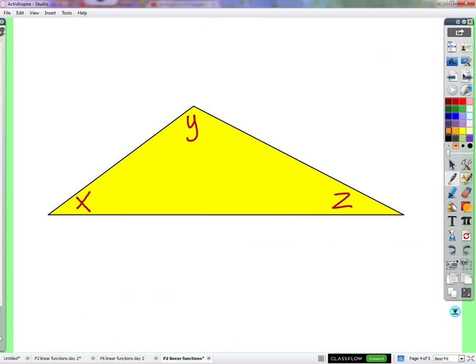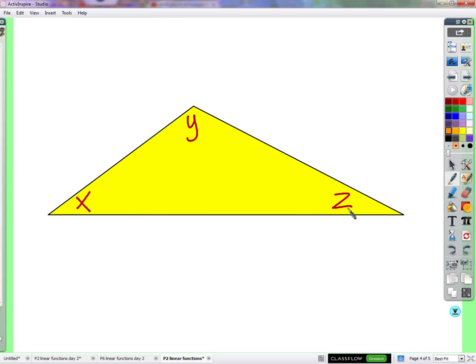If we call this angle X, this one Y, and this one Z. Now, you guys know what algebra is? Algebra is a simple thing. Algebra is not math. It's a part of math. Algebra is simply using letters to represent numbers. Each of these three letters represents a number, right? A number of degrees, a number of degrees, and a number of degrees.